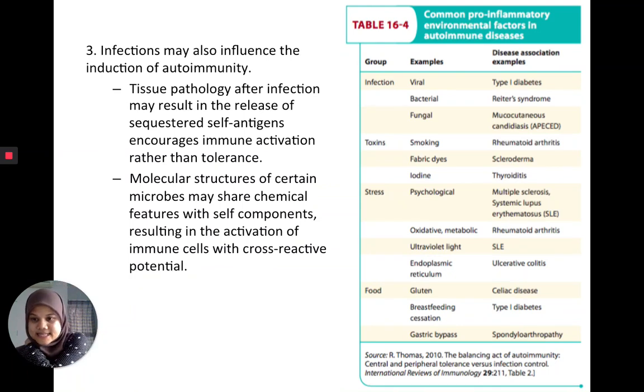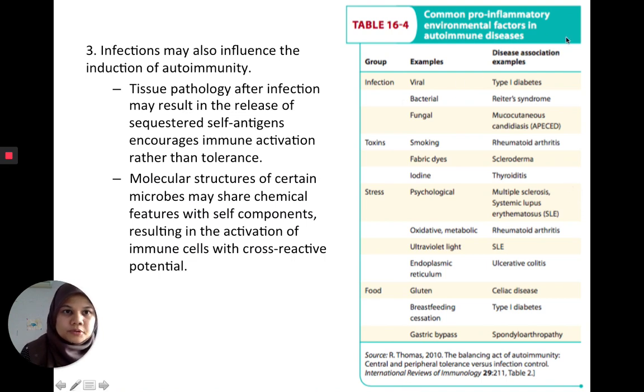But in saying that, some infections actually can cause autoimmunity. This is usually what happens when an infection results in the release of sequestered self-antigens, and that encourages immune activation rather than tolerance. So we know that in certain compartments, self-antigens might be sequestered, but because of infection, the tissue might be destroyed or compromised, and that gets released, and so then that triggers an autoimmune response.